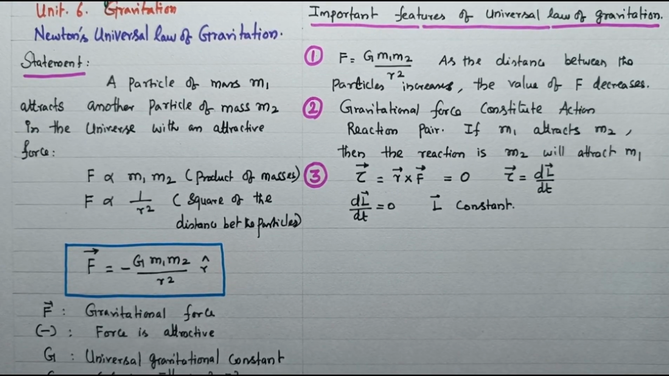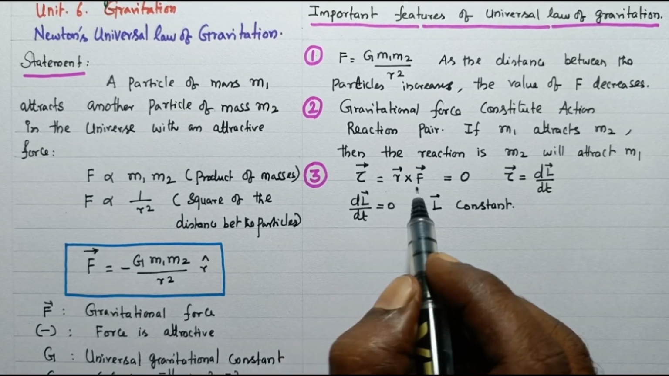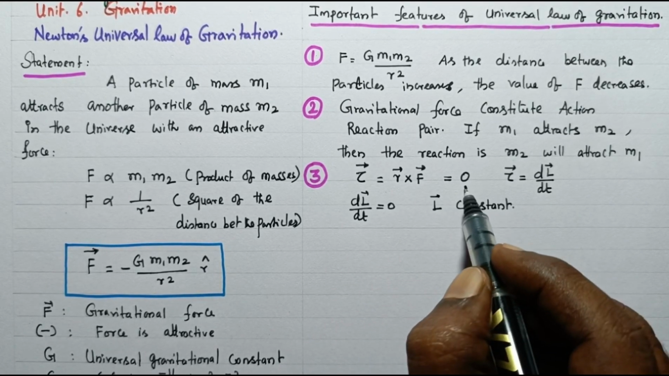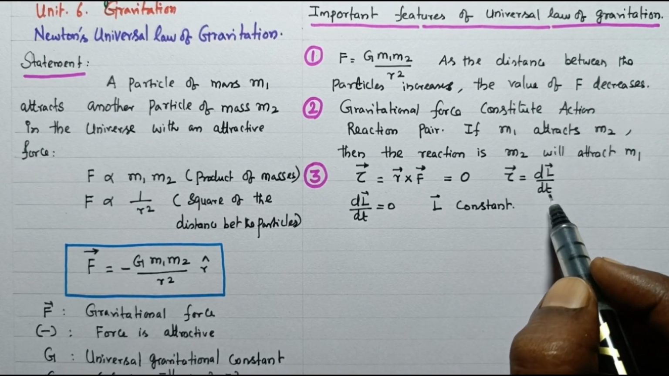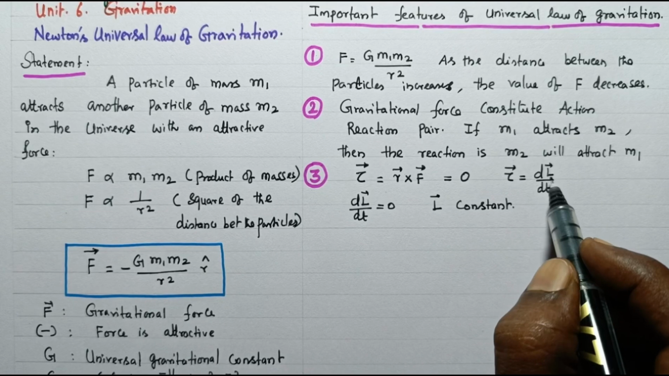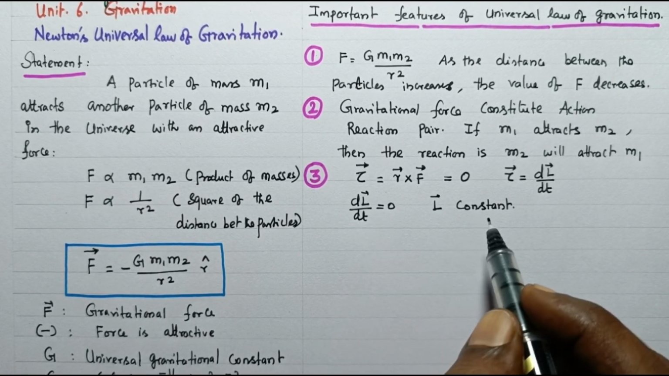So this is the next point. Torque experienced by the earth due to the gravitational force is 0. Torque is also defined as dL by dt. If this is 0, this is also equal to 0, which implies that L is a constant.